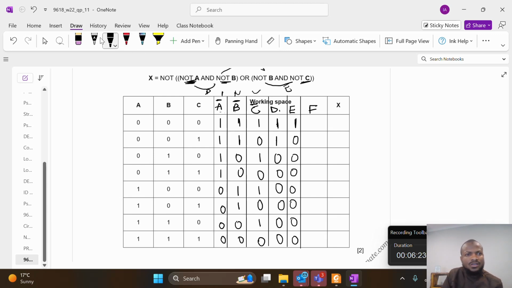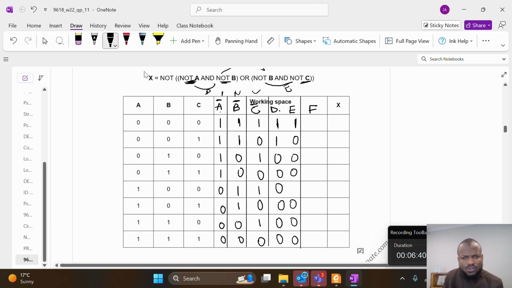Oh, sorry, there's a mistake here. So this is 1, 1, 1, 1, 0, 0, 0, 1, 0, 0, 0, 0, 1 and 1 should be 1 here. Okay, 1, 0, 0, 0, 1, 0, 0, 0. So 1 and 1 should be 1. Okay, so that was a mistake.